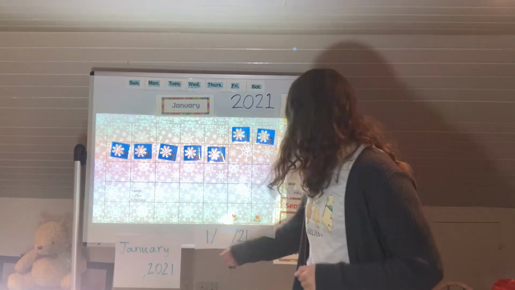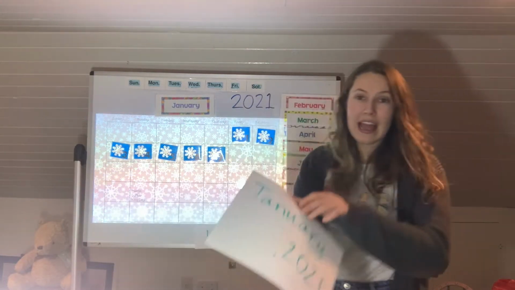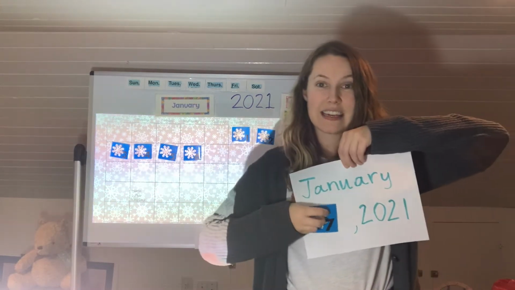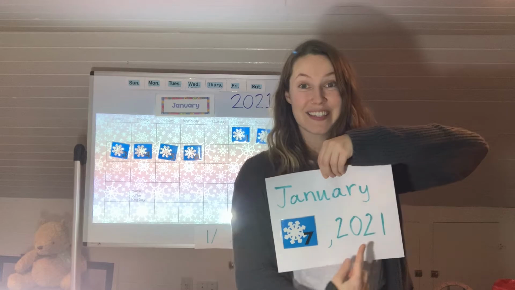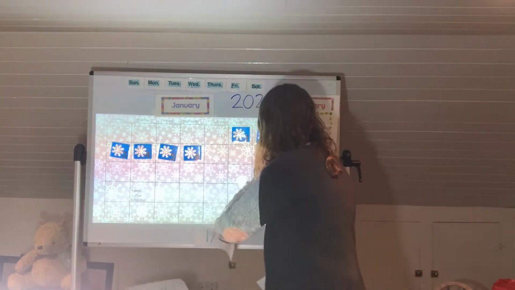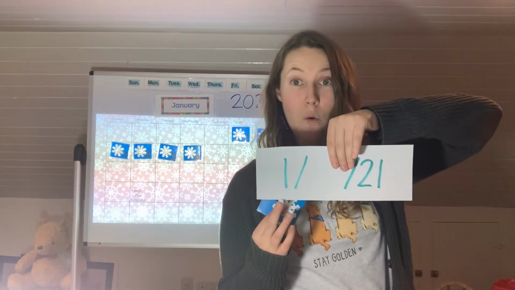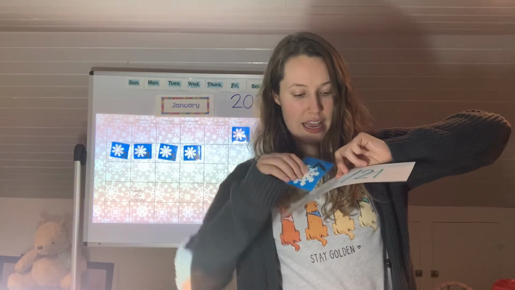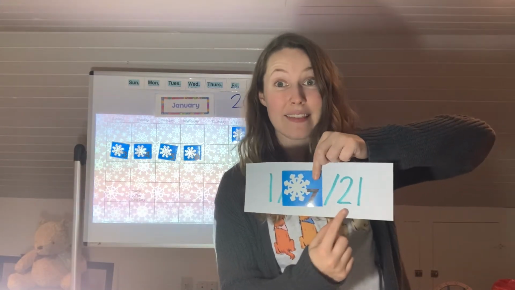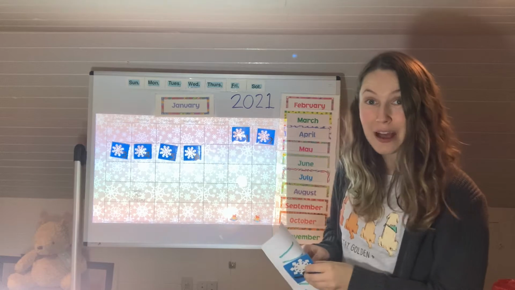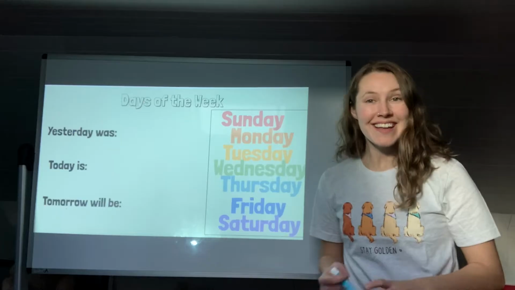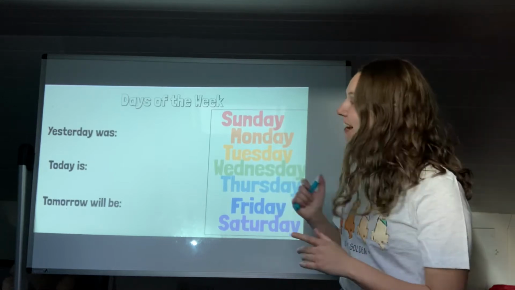How do we write that? Well, we have our month, January. We add in our date, the 7th, 2021. Or we can use our number date. Very first month, so we have a 1, and then today is the 7th. 1, 7, and then that 21 to show that it is 2021. Awesome work! I think we're ready to move on to our days of the week.